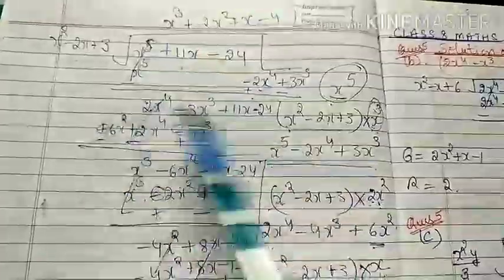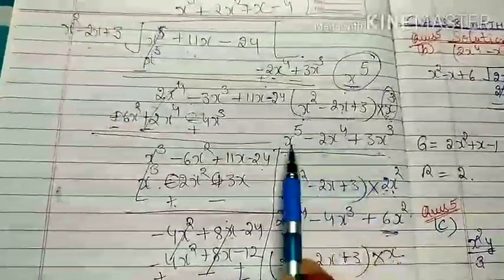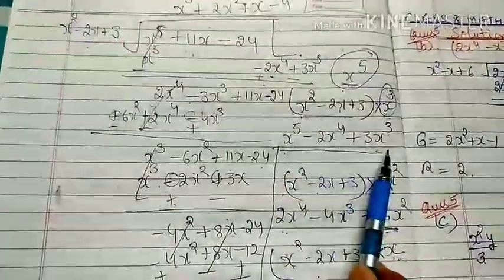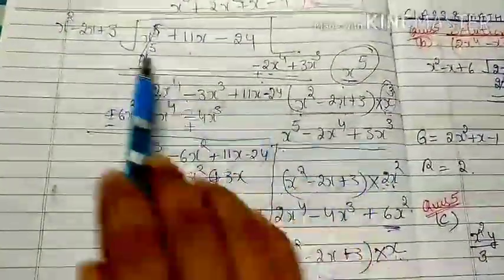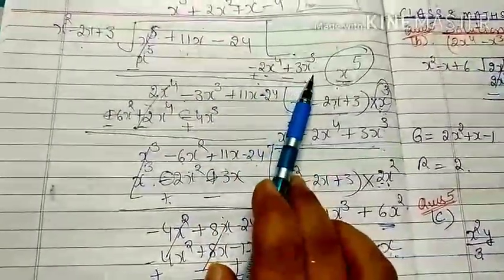First you multiply with x cube, like x square minus 2x plus 3. When multiplied, x cube will give me x5 minus 2x4 plus 3x cube. Then you can arrange this term under the like term, x5 minus 2x4 plus 3x cube.